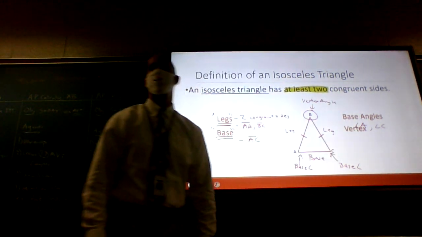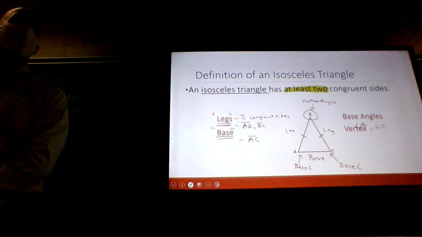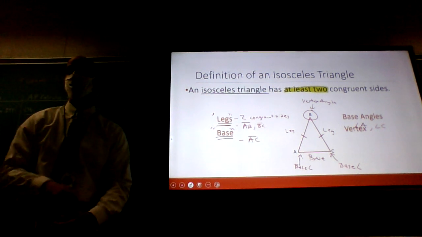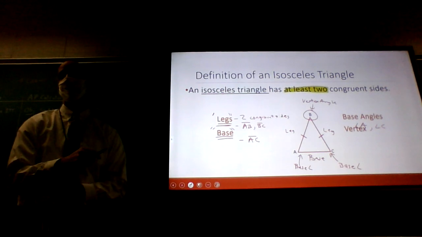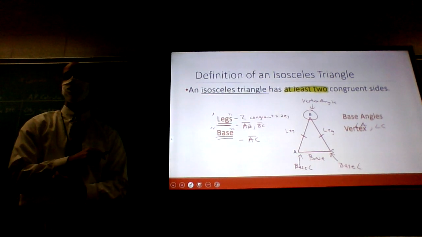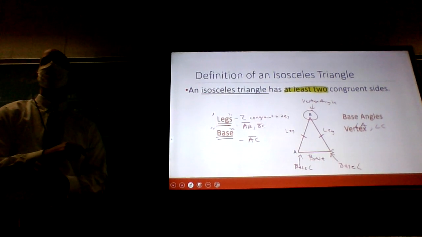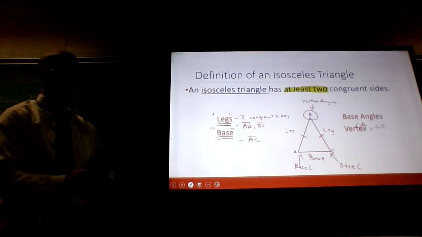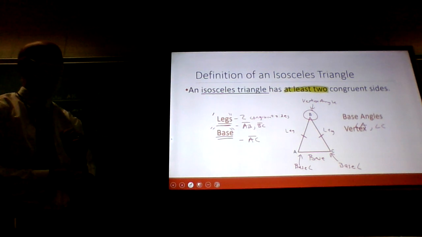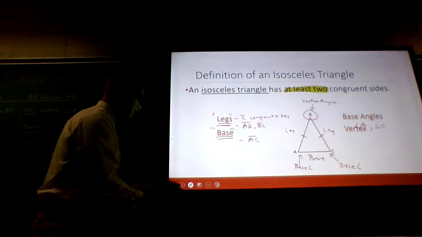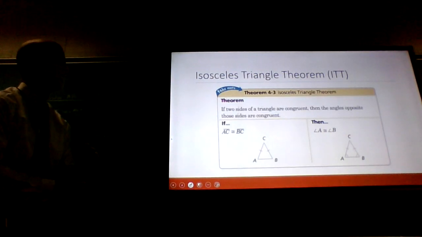Okay, so those are just some words you might hear me use, or you might see on a homework problem or a quiz question. I just need you to be kind of familiar with that. So the legs are the congruent sides. The base is the non-congruent side. The base angles touch the base side, and the vertex angle is formed by the two legs. Anyways, that's just some nomenclature.